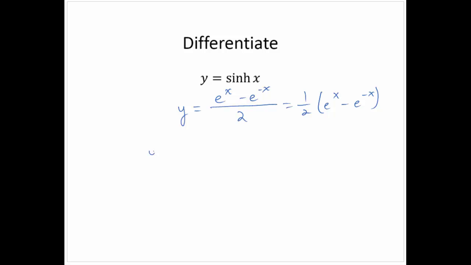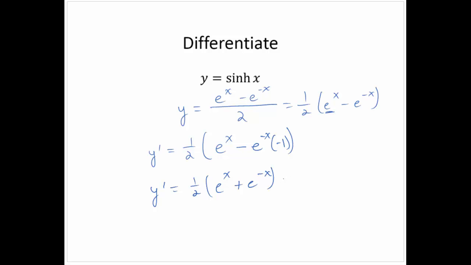So then the derivative, y prime, would be 1/2 times the derivative of e to the x, which is e to the x, minus the derivative of e to the negative x, which is e to the negative x times negative 1. And so y prime would be 1/2 of e to the x minus a negative, that's plus e to the negative x, which is equal to e to the x plus e to the negative x over 2, which is the hyperbolic cosine of x by definition. So the derivative of the hyperbolic sine is the hyperbolic cosine. Well, that sounds familiar, doesn't it?